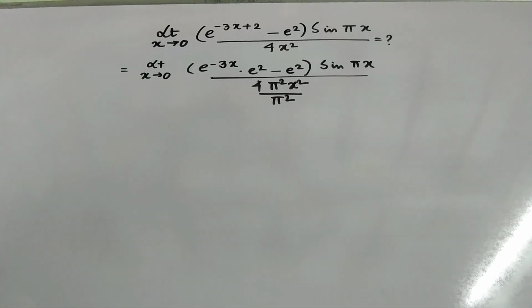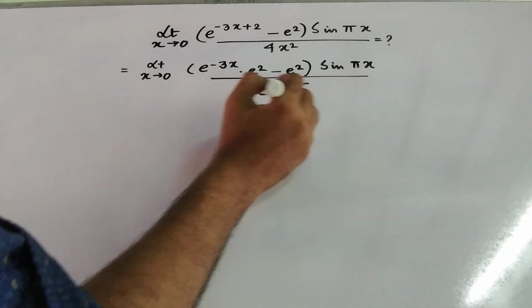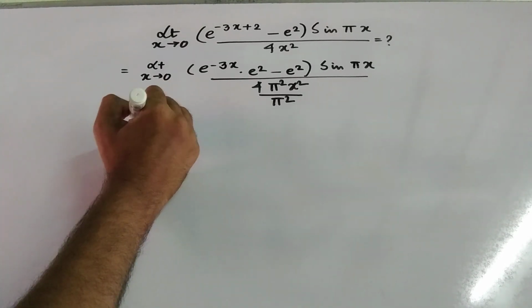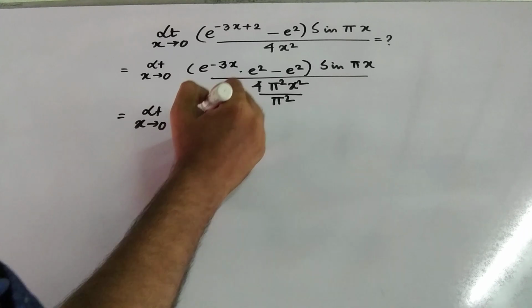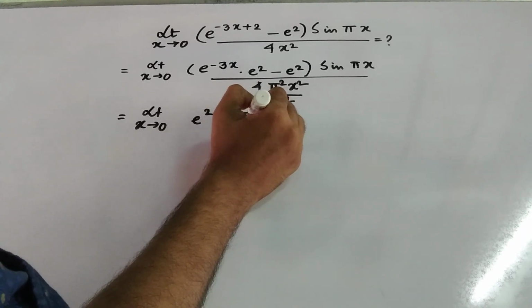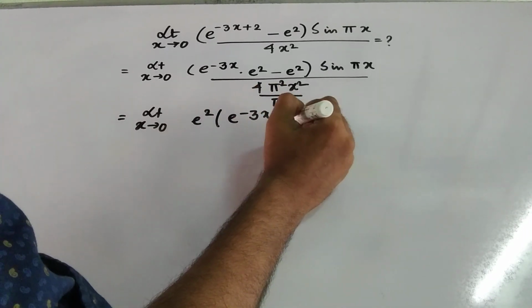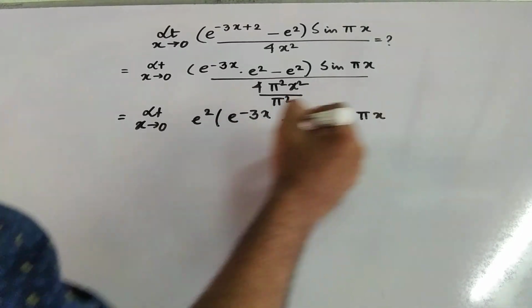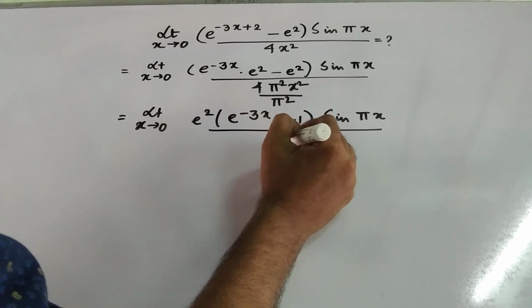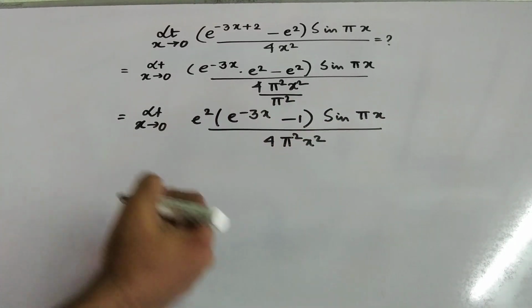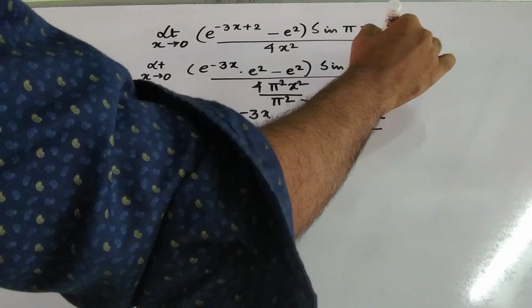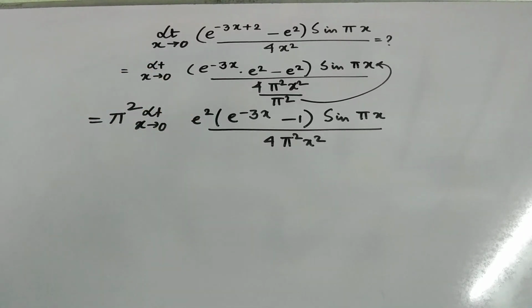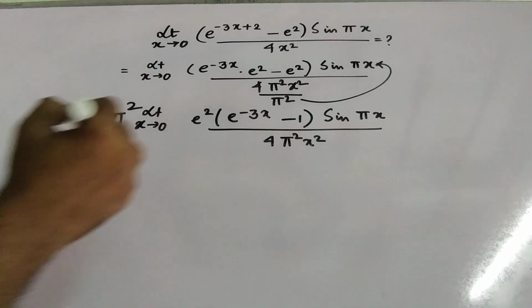Why I am doing this? It will be evident after a few steps. So pi square is getting nullified. The next step will be limit x tends to 0, e to the power 2 I am taking common, then e to the power minus 3x minus 1 within bracket into sine pi x divided by 4 pi square x square, and at the same time this pi square gets up in the numerator, so I can take common pi square outside the limit because this is a constant.